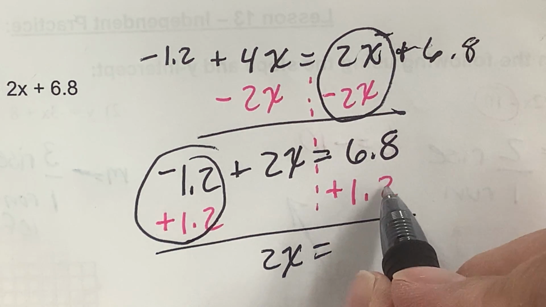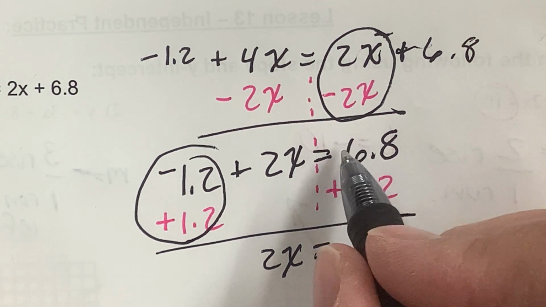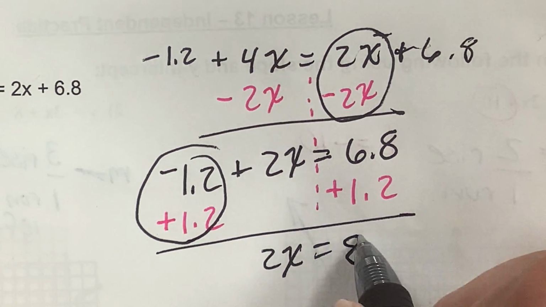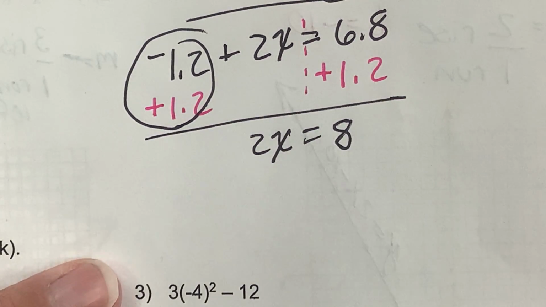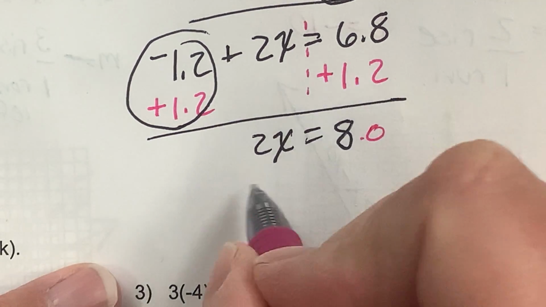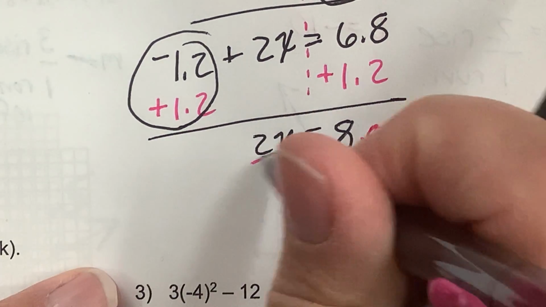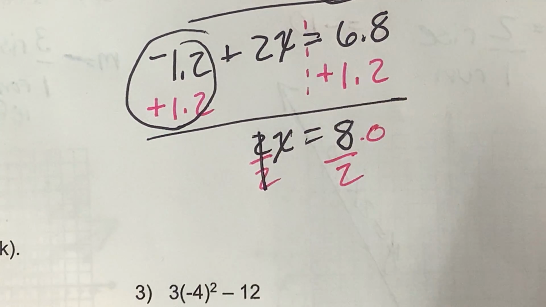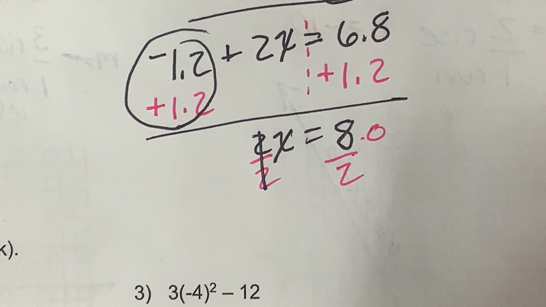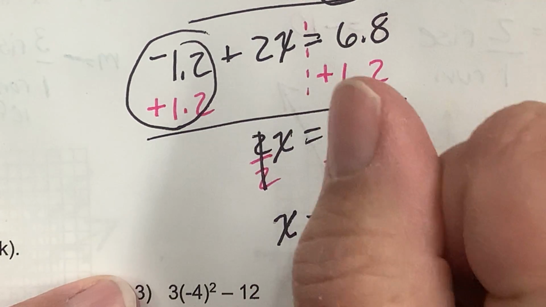Well, 8/10 and 2/10 is 10/10, which is 1 whole. So carry that: 6, 7, 8. I could put 8.0, but why bother? If it makes you happy, put the 0.0, but you don't really need it. Divide by 2. Switch pens, Bono. Divide by 2. Now 2 divided by 2 is 1. You can write 1x, but it's just kind of ugly, so just put x down here by itself. Equals 8 divided by 2, 4.